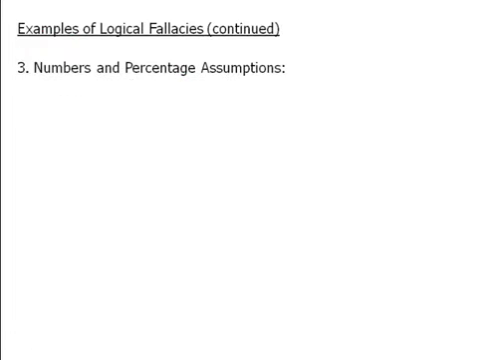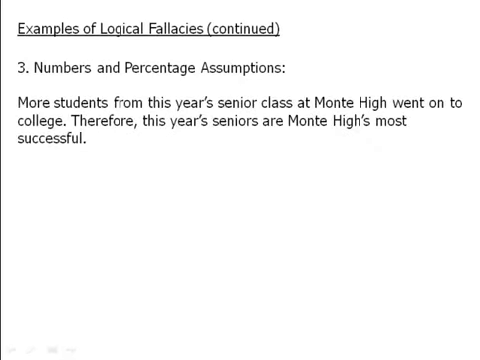So let's take a look at the next one. Numbers and percentage assumptions. Well, what's going on here? Here we go, Monty High again. More students from this year's senior class at Monty High went on to college. Therefore, this year's seniors are Monty High's most successful. So you have a number here. What does this number mean?